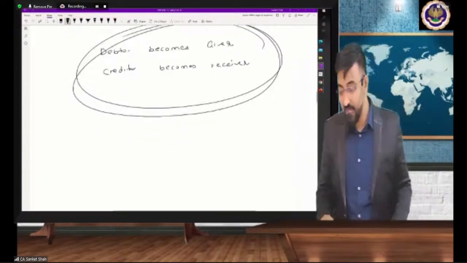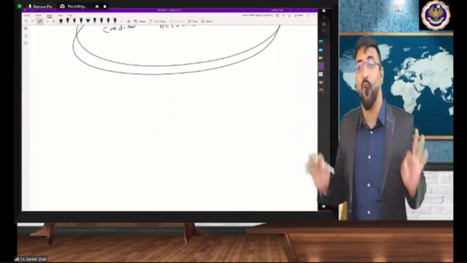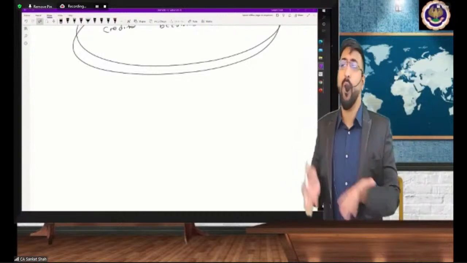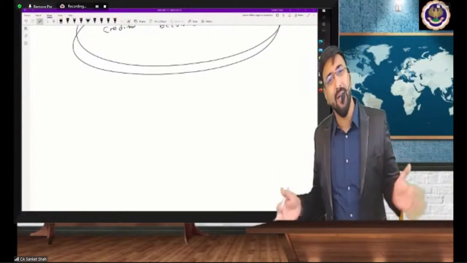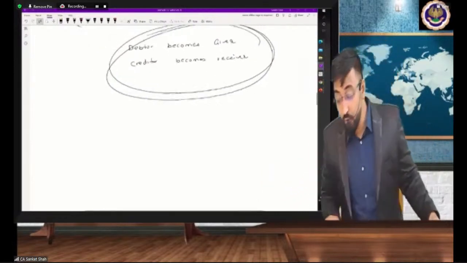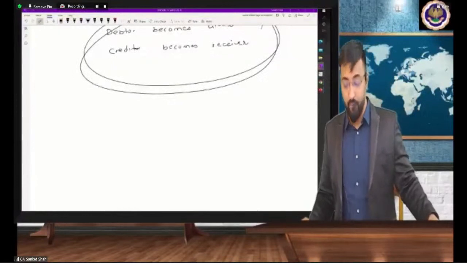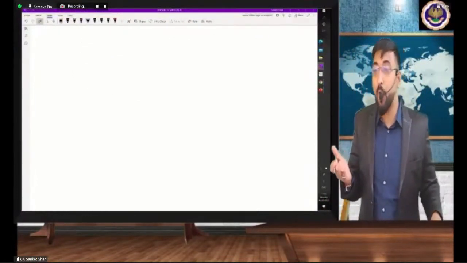Debtor, sales, creditor, purchase or expenses. And this rule we have to apply in partnership also. No other rule, the debtor-creditor rule applies in partnership also. Okay, so we are going to use the modern approach for accounting. Now it depends on you whether you want to apply the traditional approach or the modern approach.